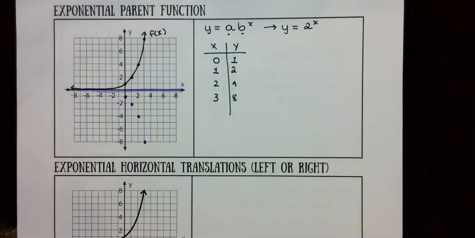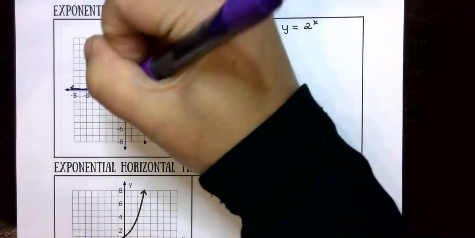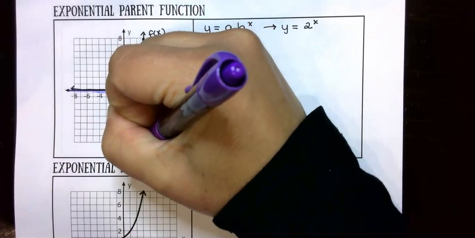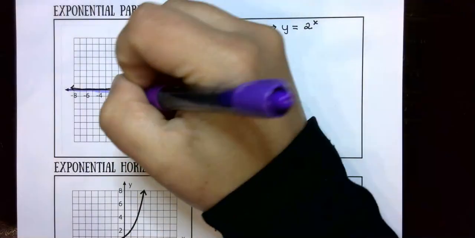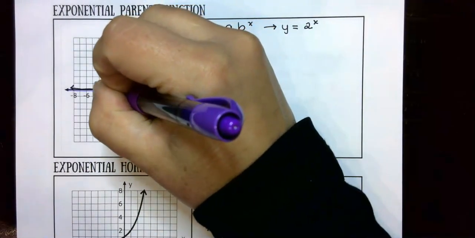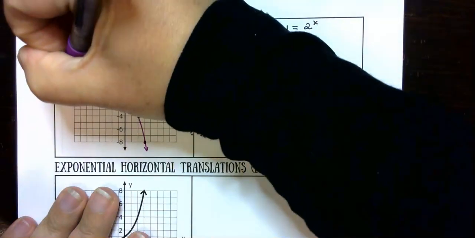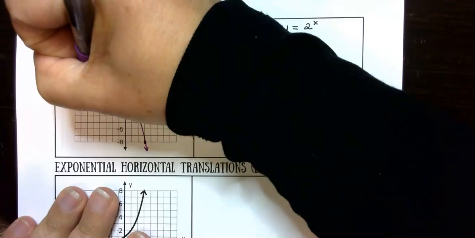So when we get ready to do this, we're going to connect our dots and form a curve. And when we do this in the opposite direction, just get really close to the x-axis, but don't actually cross the x-axis.